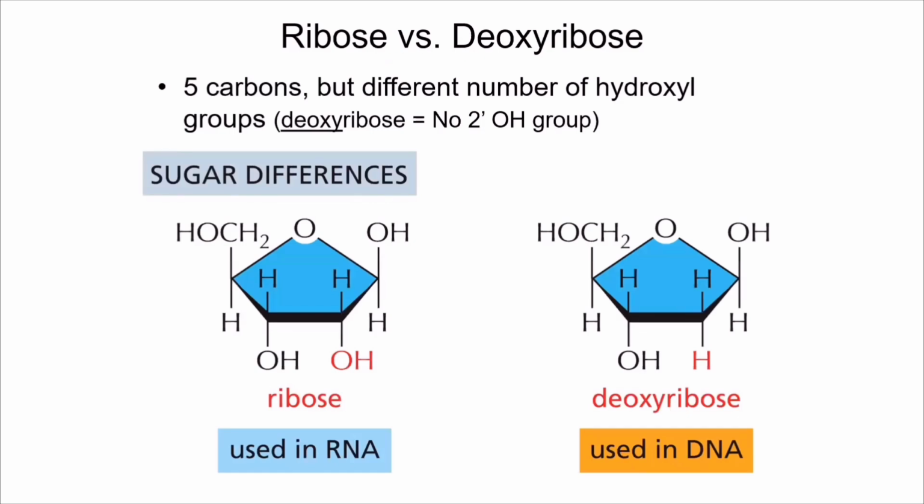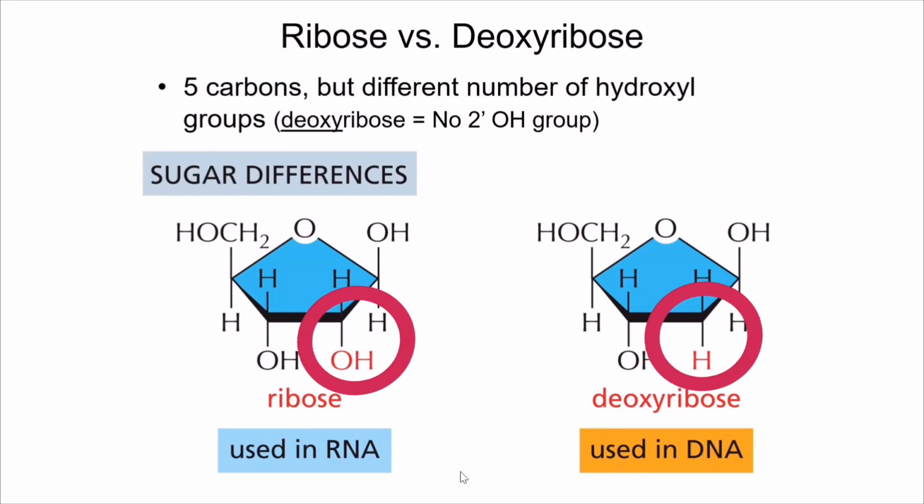First off, the sugar. All right, let's start off with the sugar. The sugar differences, so they're both five carbon sugars, right? But the second carbon is where we can see the difference between a ribose sugar and a deoxyribose sugar. If this is carbon number one, this is where the base would generally be attached. And then here is carbon number two. Here is an OH. That OH tells us it's a ribose sugar.